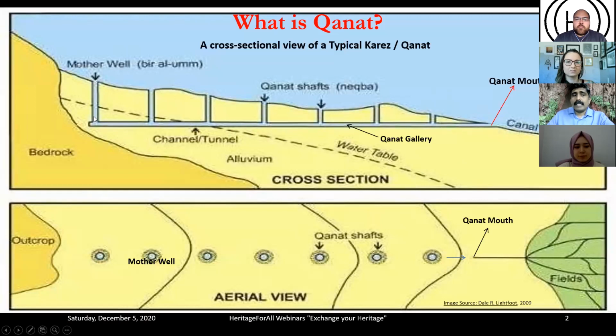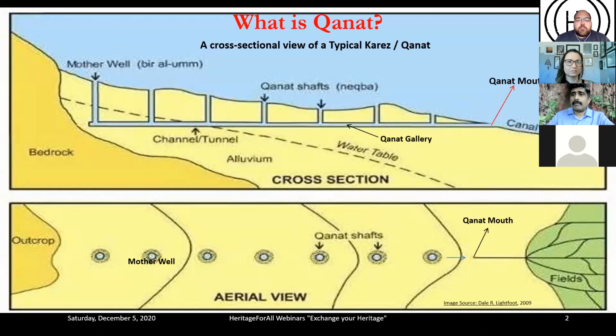Normally these mother wells, or the area from where the water is brought, are in a hilly area. For example in Iran, it is the slopes of the Elbrus Mountains, where there is a lot of snowfall and snow-melting waters. That water seeps into these tunnels and is brought down to villages far away, some of them 80, 90, 100 kilometers from the mountain systems. So it is bringing water to dry, arid regions.